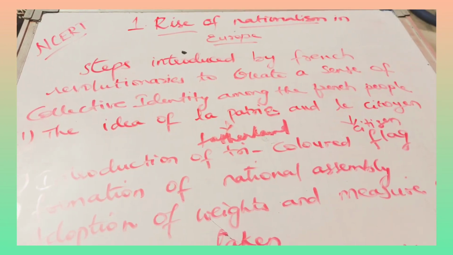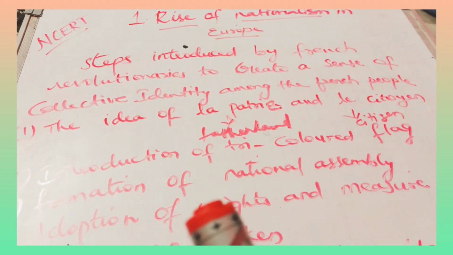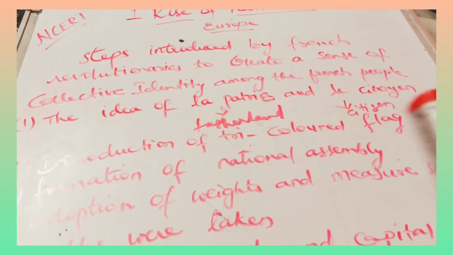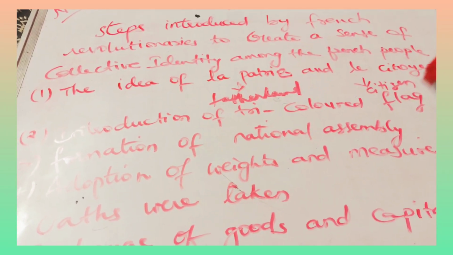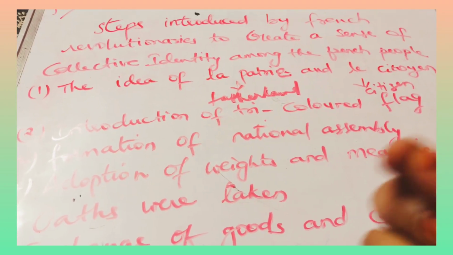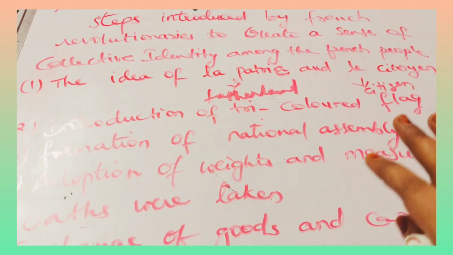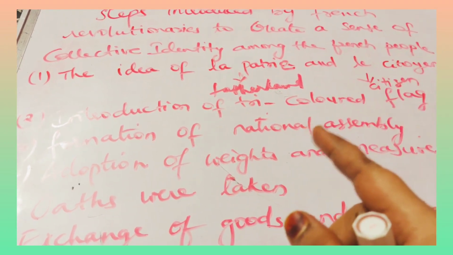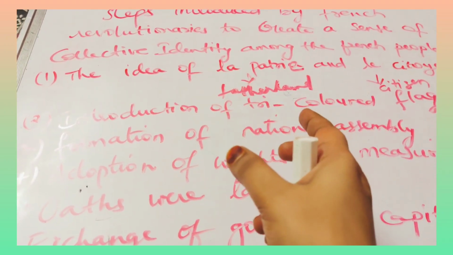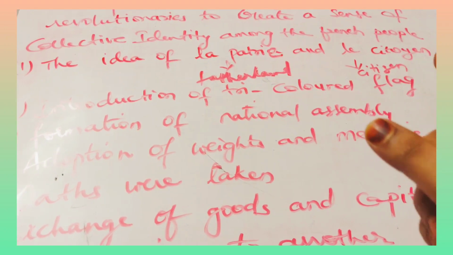Now moving on to your next topic. Your next topic is the steps introduced by French revolutionaries to create a sense of collective identity among the French people. The first step you have to write here is the idea of la patrie. La patrie means fatherland, you can write this in brackets. And les citoyens. Citoyen means citizen.